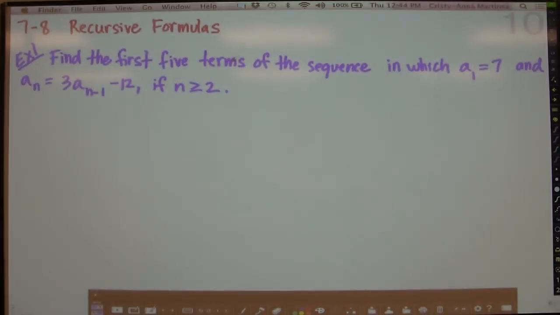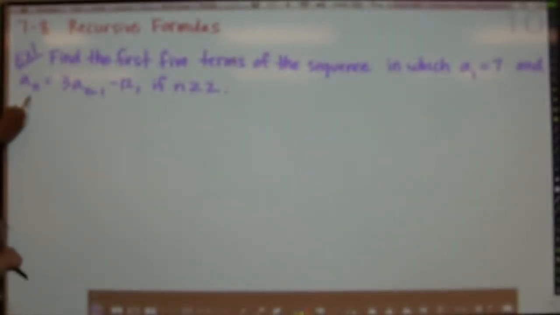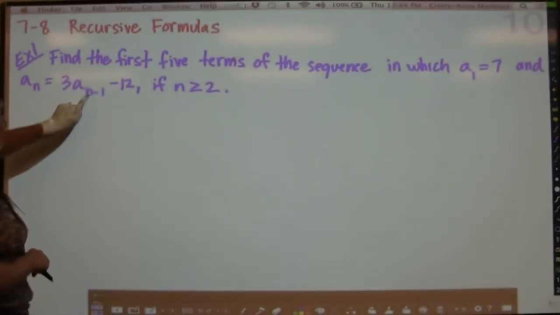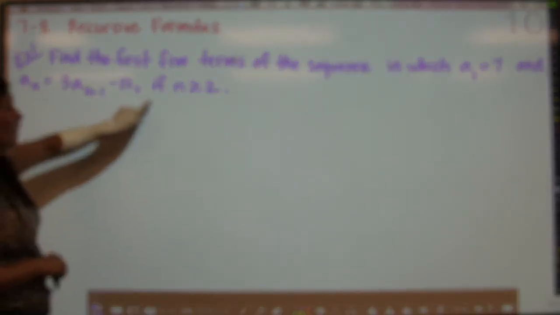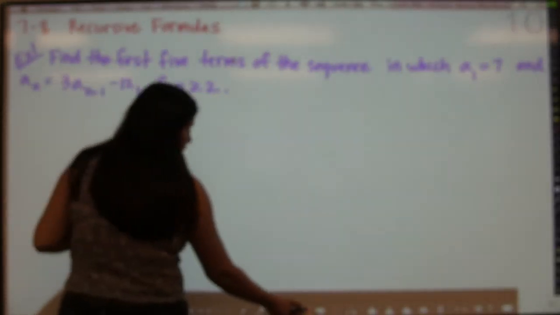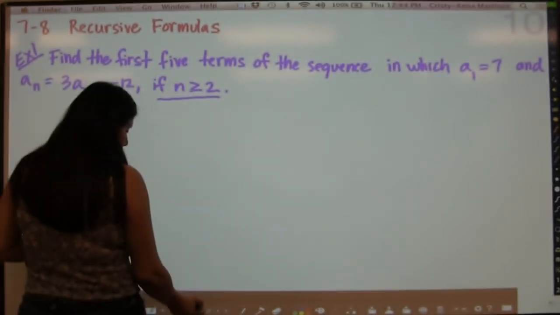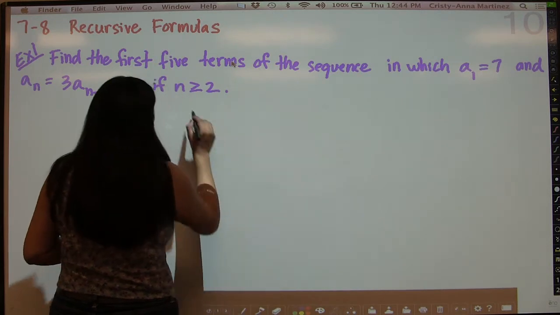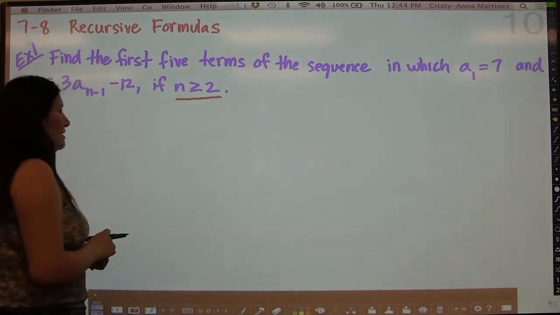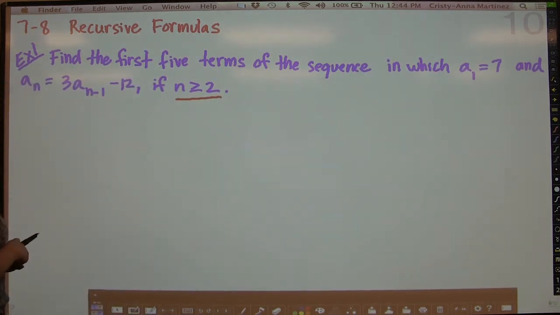So how do I find the first 5 terms of the sequence where a sub 1 equals 7, and the formula is given here: a sub n equals 3 times a sub n minus 1, minus 12. Of course, this part is actually pretty important. I don't want you to just ignore the n greater than or equal to 2 here. That, my dears, is important because it gives you the domain of the formula.